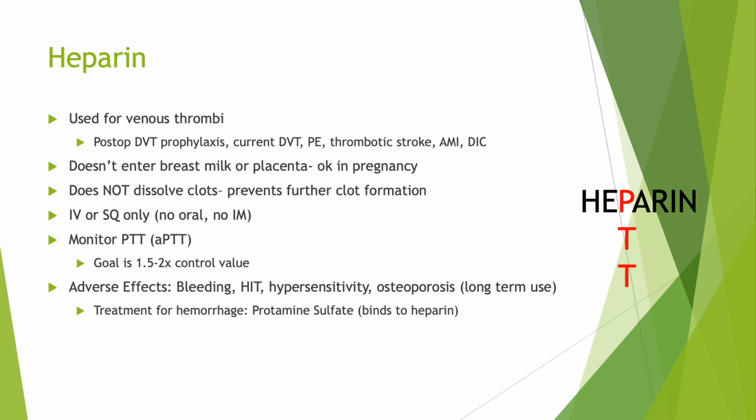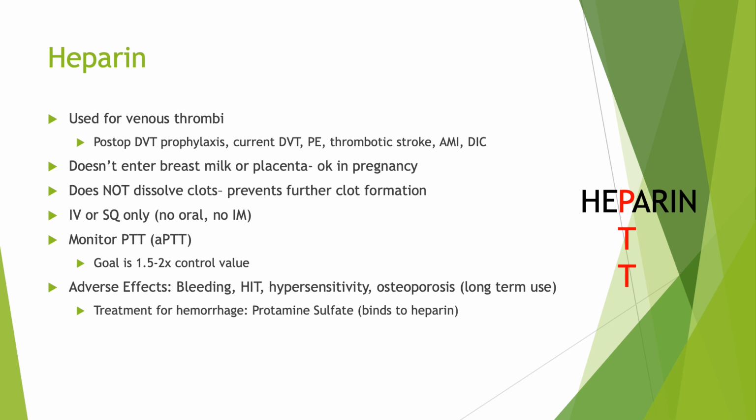So heparin can only be given IV or sub-Q. We don't give it IM because this could cause hematomas, and we don't give it orally because it won't work orally. So since we're giving heparin to reduce production of fibrin and efficacy of that clotting cascade, we need to monitor how well it is doing this. And therefore we monitor the partial thromboplastin time, or PTT.